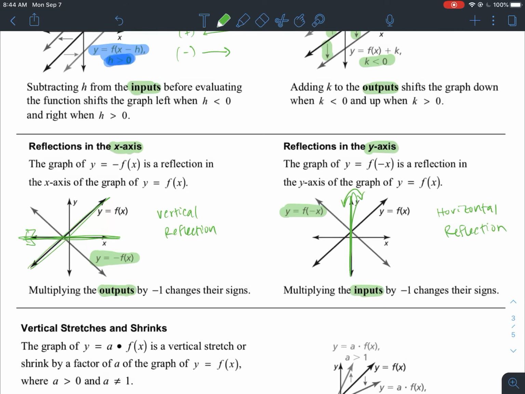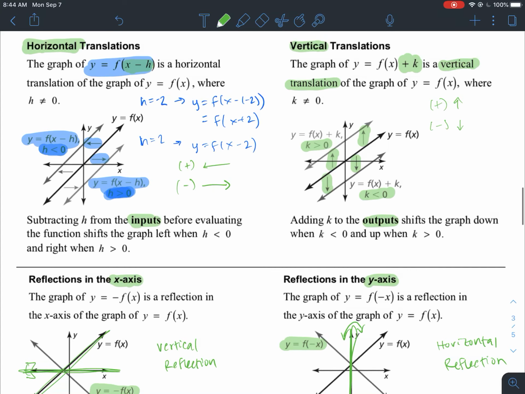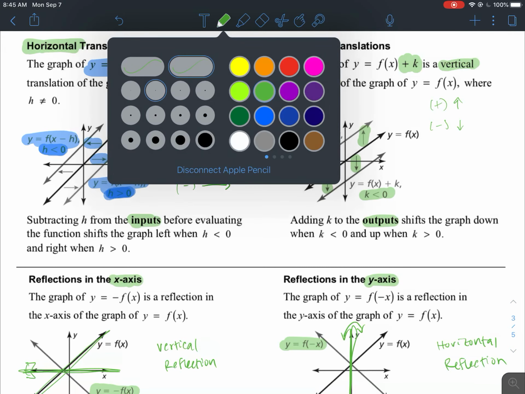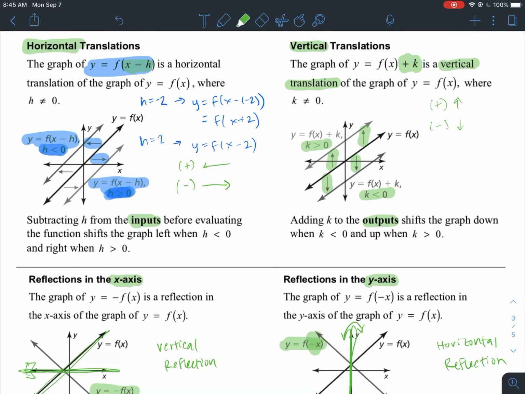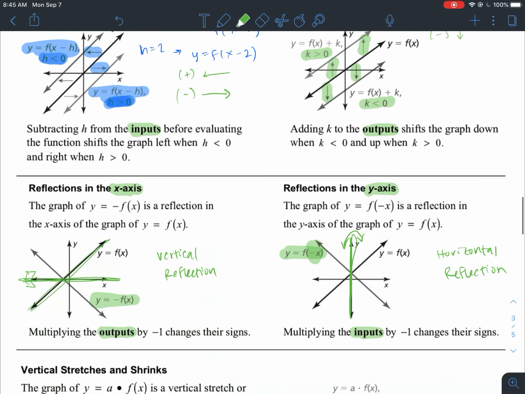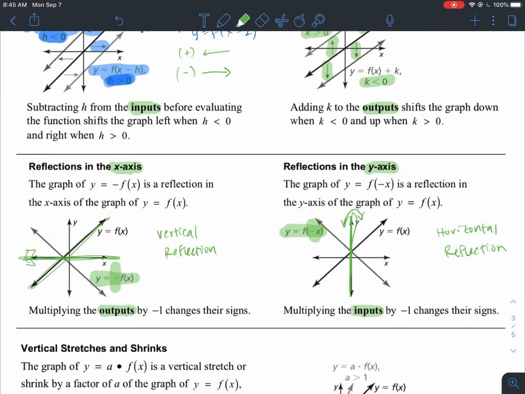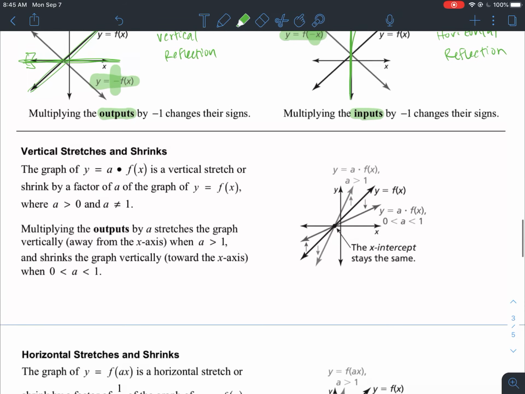Okay, notice that whatever happens inside our parentheses, like here and on the horizontal translations right there, we have a horizontal change, while anything that happens outside, like f of x plus k or negative f of x, then it's a vertical transformation.